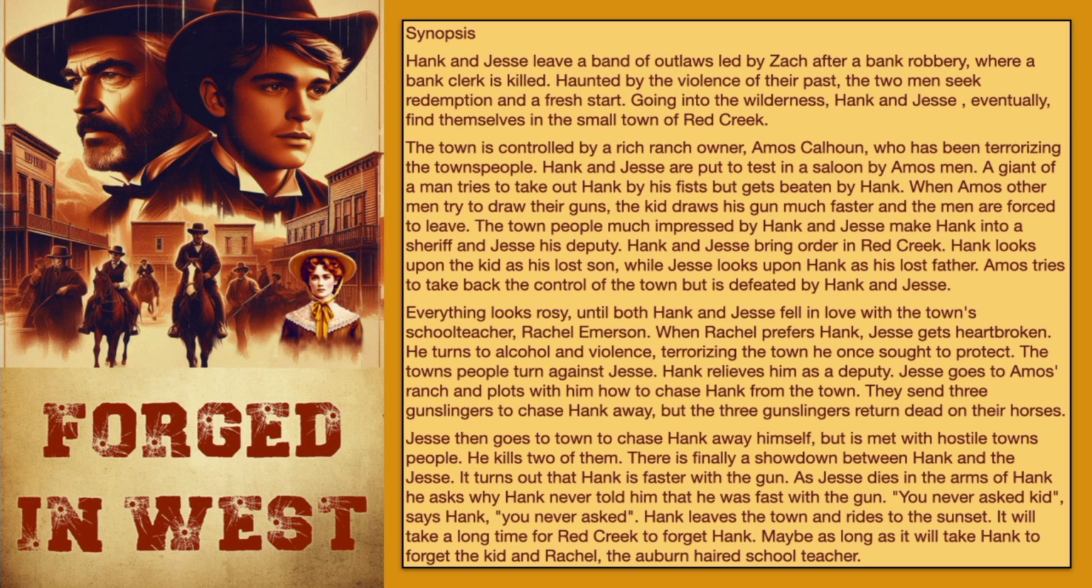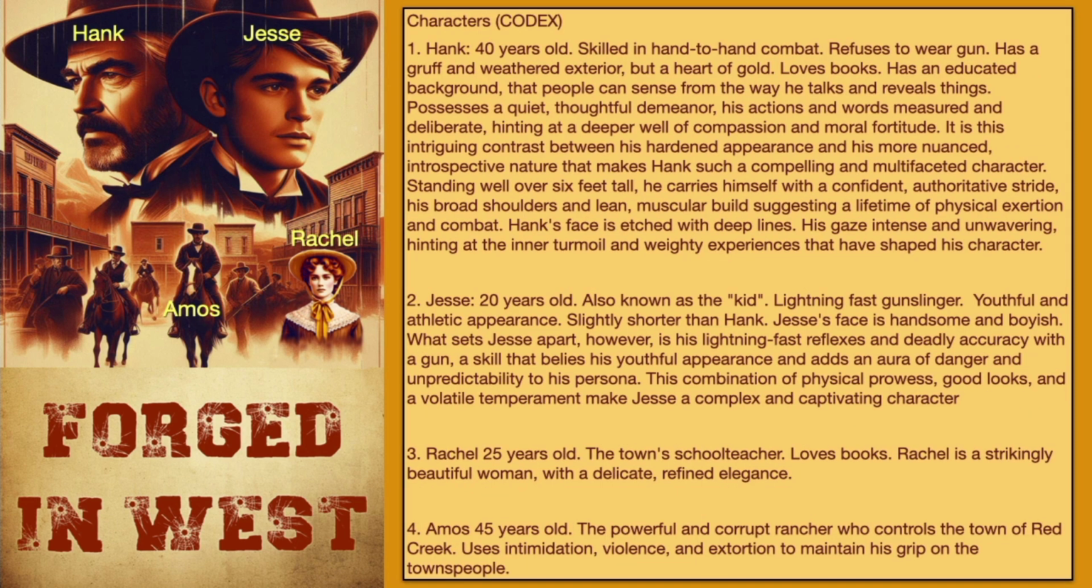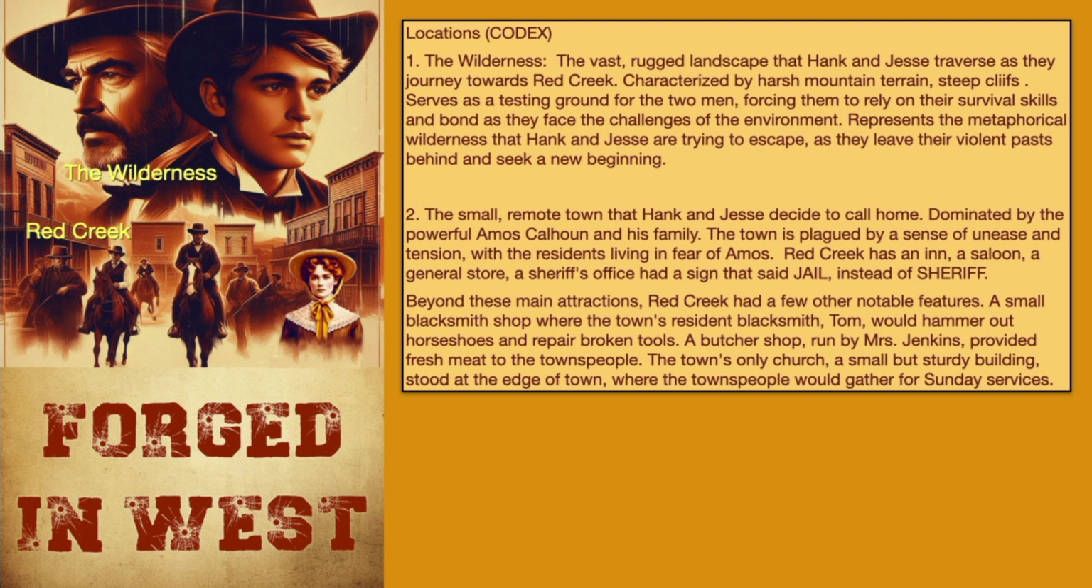Apart from the synopsis, we also have a codex. It contains the main characters. In our case they are Hank, Jesse, Rachel, and Amos. Pause the video if you want to read. In the codex we also describe the main locations. In our case those are the wilderness, and the town of Red Creek. Pause the video if you want to read.